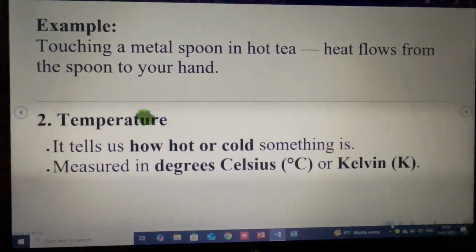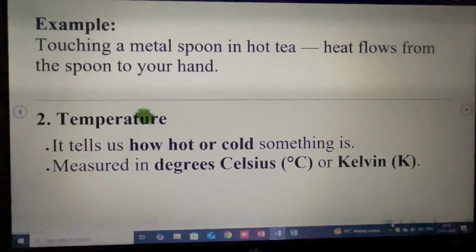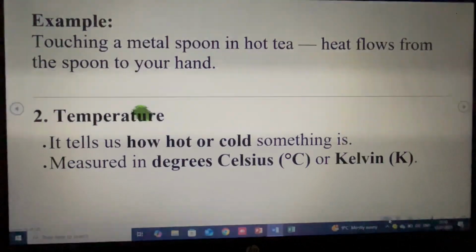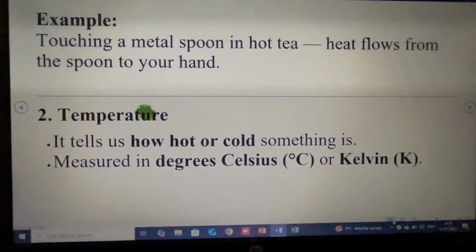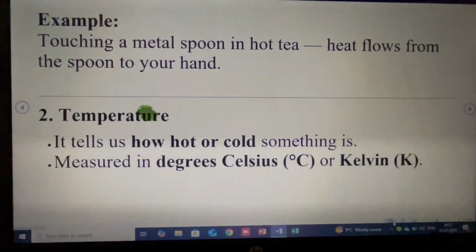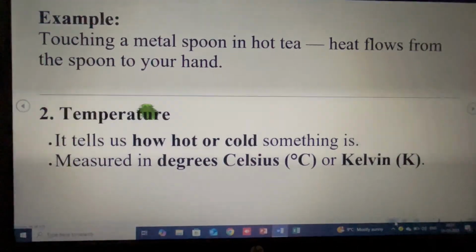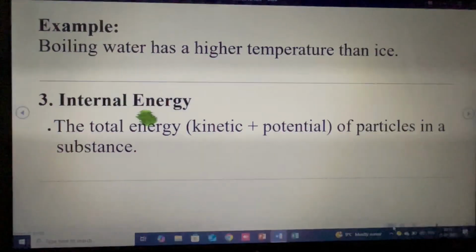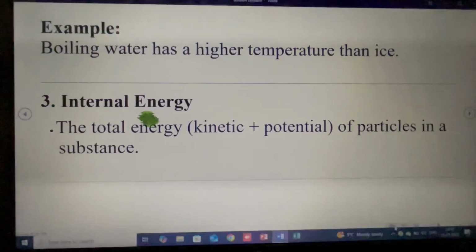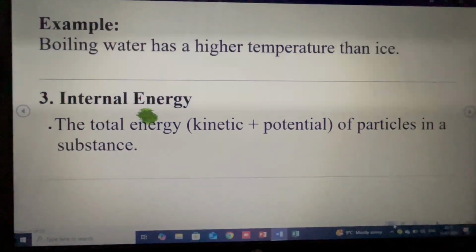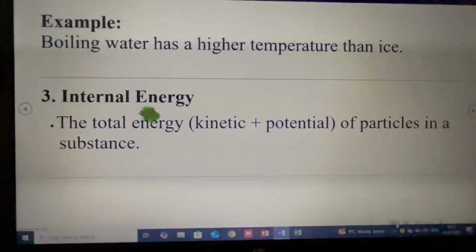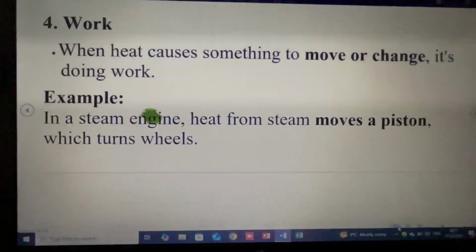For example, touching a metal spoon in hot tea, heat flows from the spoon to your hand. Second is temperature. It tells us how hot or cold something is. It is measured in degrees Celsius or Kelvin. For example, boiling water has a higher temperature than ice. Third is internal energy, the total energy, that is kinetic plus potential, of particles in a substance.